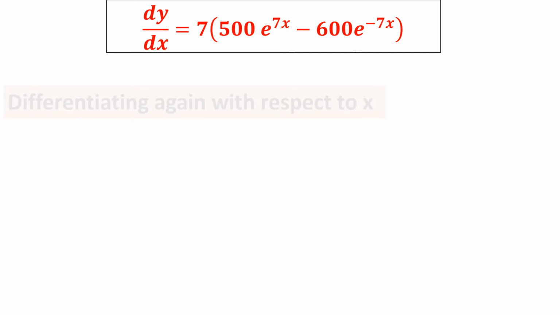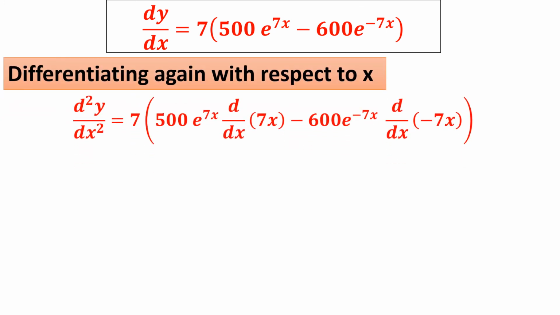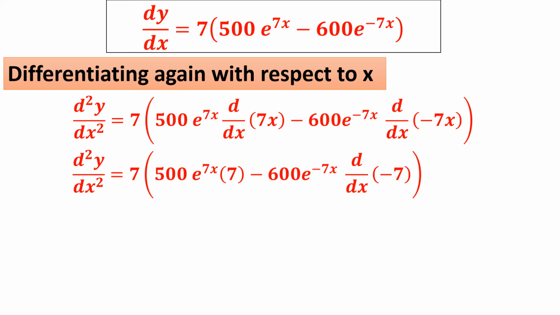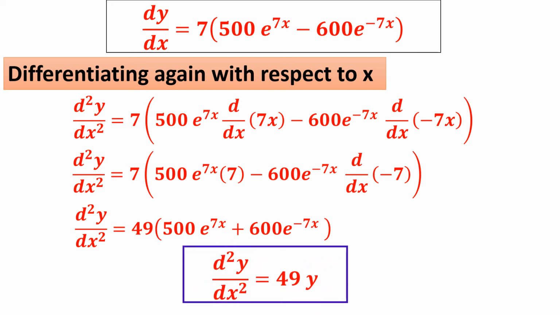Let us continue to do the second derivative. 7 taken outside. The derivative of 500 e power 7x is 500 e power 7x into the derivative of 7x, minus 600 into e power minus 7x into the derivative of minus 7x. The derivative of 7x is 7. The derivative of minus 7x is minus 7. By taking 7 once again outside, we get 49 into 500 e power 7x plus 600 e power minus 7x. Therefore, the answer is 49y.